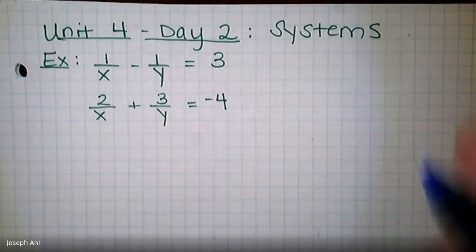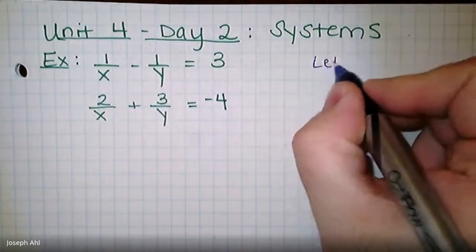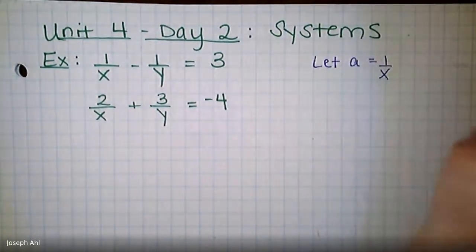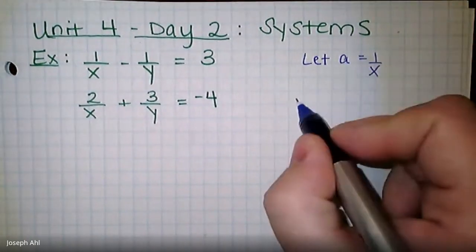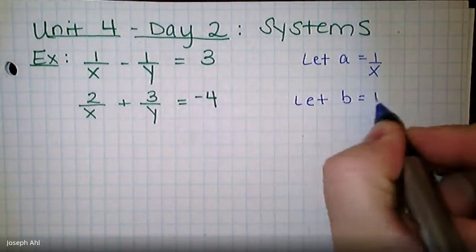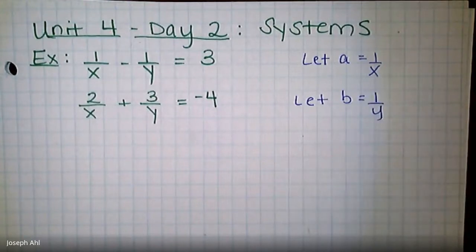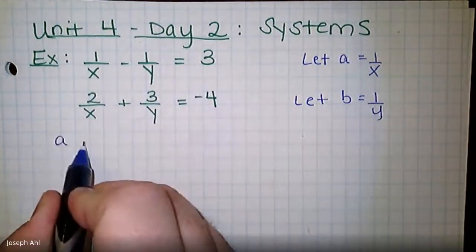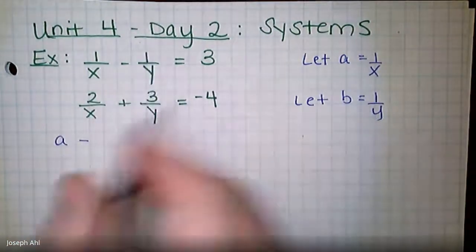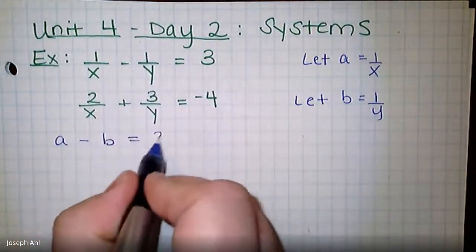Off to the side, let a equal 1 over x. And on the other hand, let b equal 1 over y. We can transform this into a system that we feel a lot more confident solving. So if 1 over x is a, the top equation turns into a minus 1 over y, which is b. So therefore, a minus b equals 3.